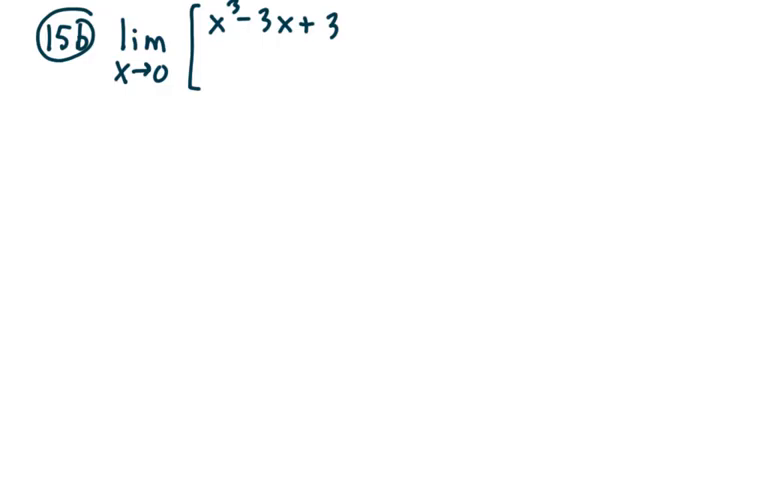Let's take a look at 15b. Suppose I have the limit as x goes to 0 of x cubed minus 3x plus 3 arctangent x divided by x to the fifth. And I want to figure out what that limit is.